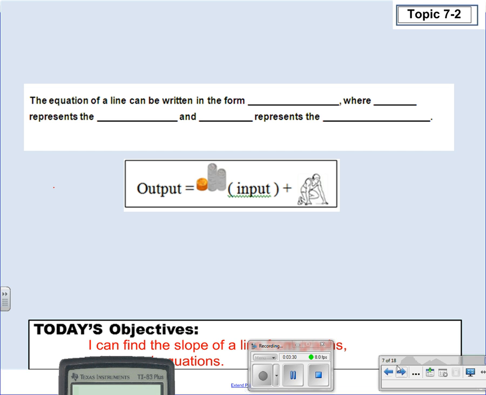So now we're going to work backwards from what we've done in the past. In the past, you were given a table or a graph and came up with the equation. Today, you're going to have an equation and be able to fill in a table or a graph. The equation of the line that we're going to be using can be written in the form y equals mx plus b. This is known as slope-intercept form because the m represents the slope, which we also know as the rate of change, and the b represents the y-intercept, hence the name slope-intercept form.